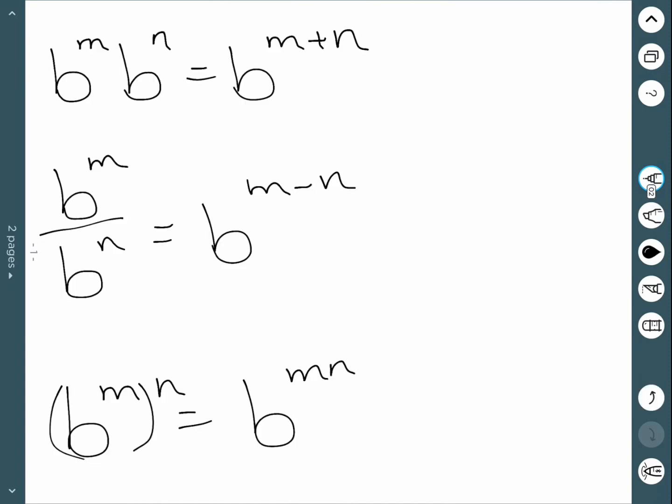Now that we know some of the basics of logarithms, let's look at some of the properties and how they're used. So with exponents, we know we have three main properties. We know that when we multiply things with the same base, we add their exponents. When we divide things with the same base, we subtract their exponents. And when we raise a power to a power, we multiply the exponents.